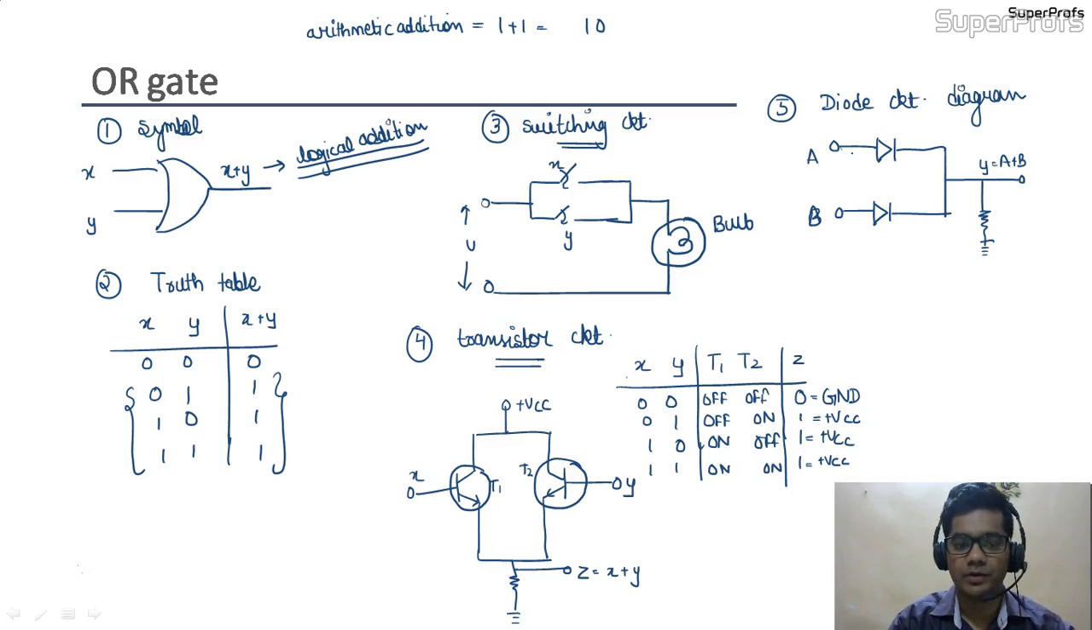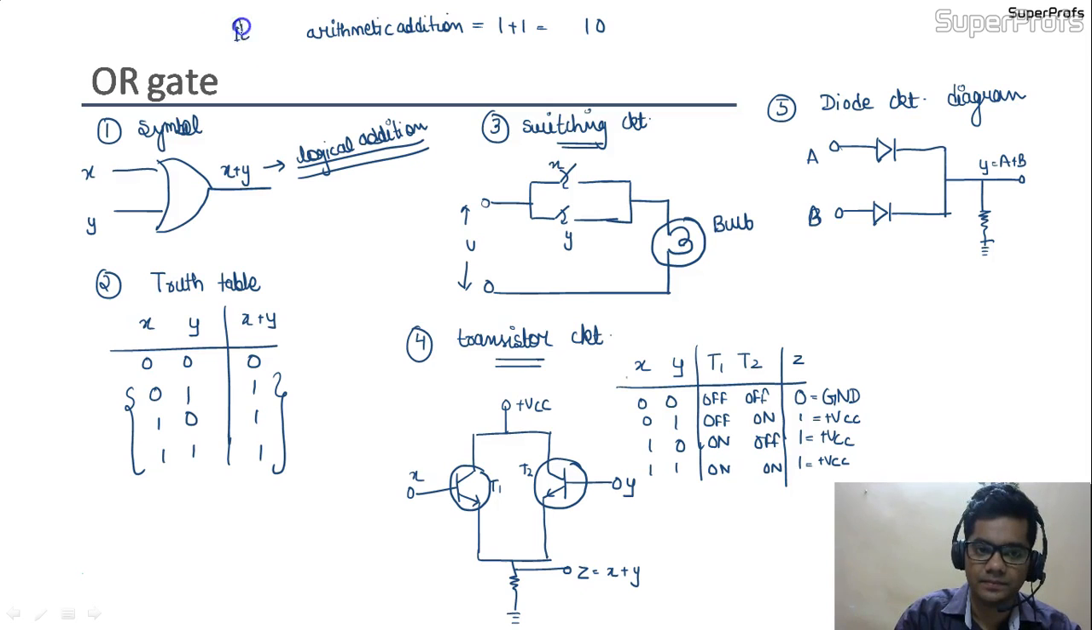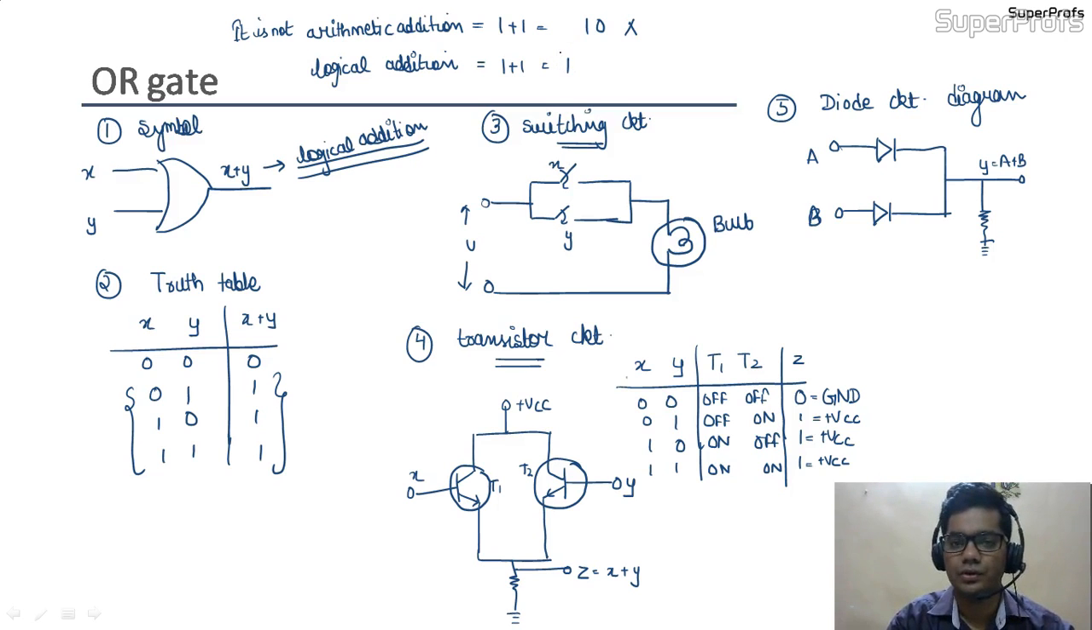So the important point for the OR gate was that it is a logical addition, not arithmetic addition. Here you can see it is not arithmetic addition. It is logical addition, in which 1 plus 1 equals 1. So this was the AND gate and OR gate.